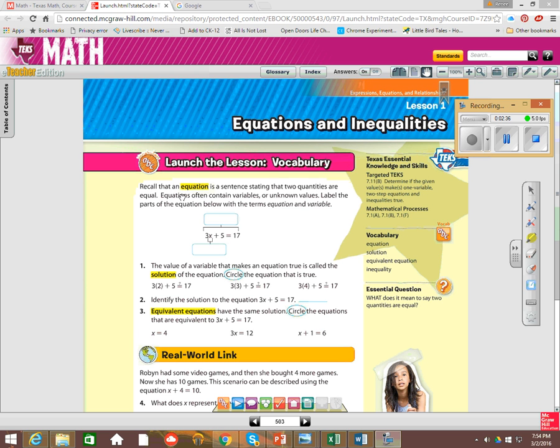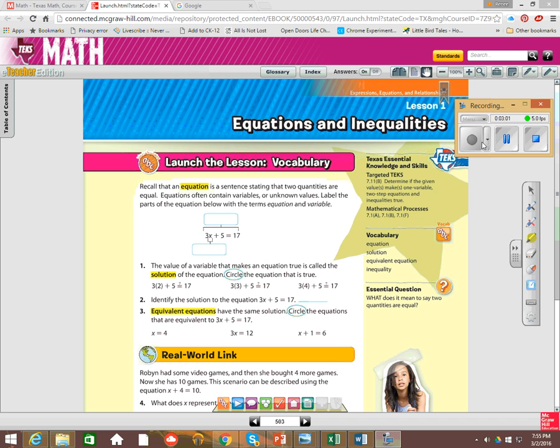Recall that an equation is a sentence stating that two quantities are equal. That's an equation. Two quantities are equal. An equation often contains variables or unknown values. Label the part of the equation below with the terms equation and variable.